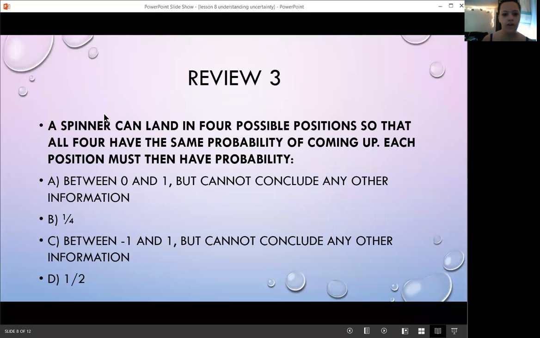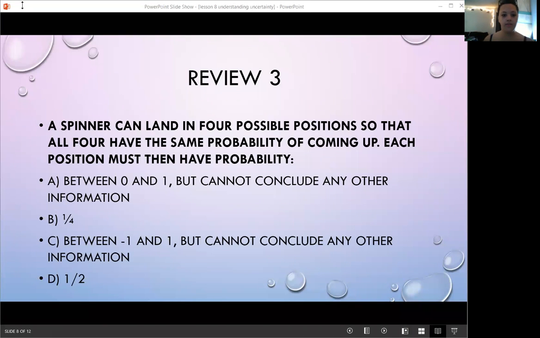All right, our third review here. We have a spinner that can land in 4 possible positions, so that all 4 positions have the same probability of coming up. So each position must then have a probability of which of the following? Go ahead, try this one out.